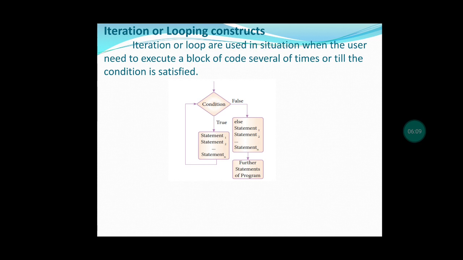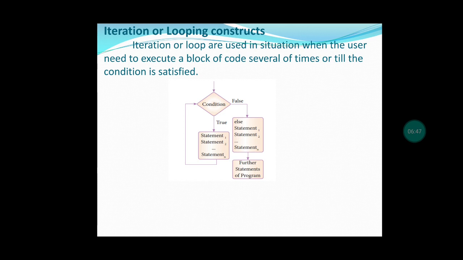Let us see the execution of the iteration. First, the condition. If the given condition is true, then statement 1 up to n will be executed. Then it goes for checking the condition again. Till the condition is true, it will be executed. If the condition becomes false, it goes for the else part. Finally, it goes for the next further statements of the program. So, as long as the condition is true, the loop will be continuously executed. Only when it becomes false, it comes out of the loop.